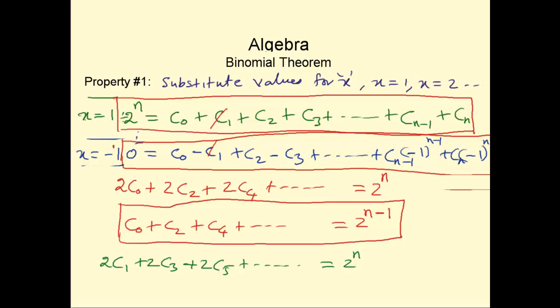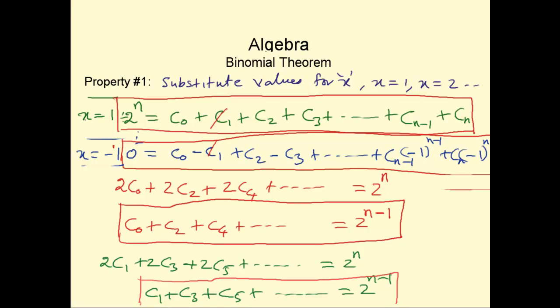Now if you divide both sides by 2, you get C1 plus C3 plus C5 plus C7 and so on is 2 to the n over 2, which is 2 to the n minus 1. So here you have one more equation, the sum of all the odd binomial coefficients. The sum of all even binomial coefficients is 2 to the n minus 1, the sum of all odd binomial coefficients is also 2 to the n minus 1, the sum of all binomial coefficients is 2 to the n, and the sum of alternating positive and negative binomial coefficients is 0.